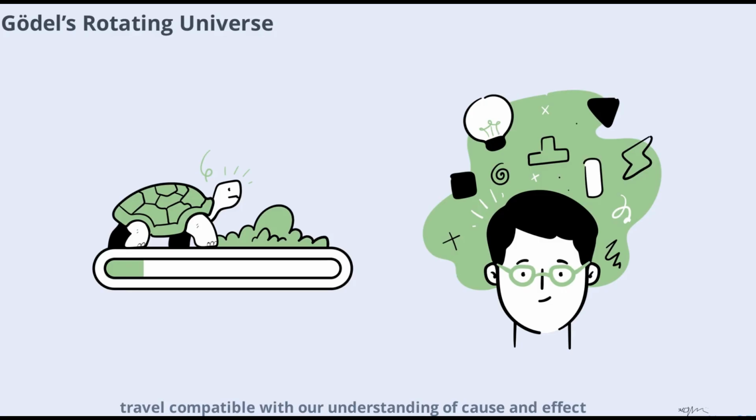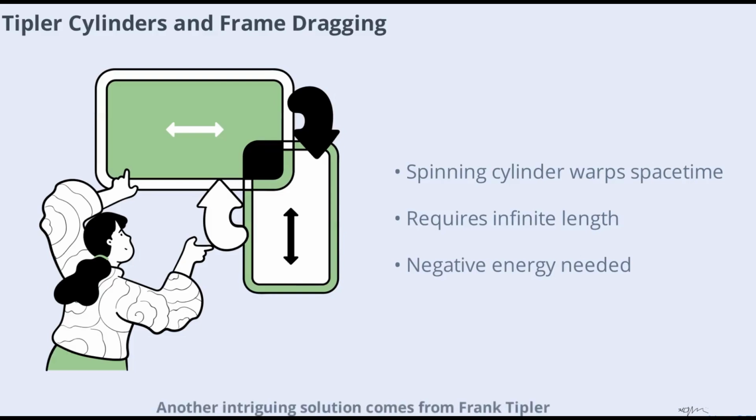cause and effect. Another intriguing solution comes from Frank Tipler, who proposed that a sufficiently long, rapidly spinning cylinder could create CTCs by dragging spacetime around it. In this scenario, the light cones near the cylinder tilt so much that world lines wrap around in time. However, Tipler's original solution required an infinite cylinder, and later work showed that a finite version would need negative energy, something not found in nature. This aligns with the chronology protection conjecture, which suggests that the universe has built-in safeguards against large-scale time travel.